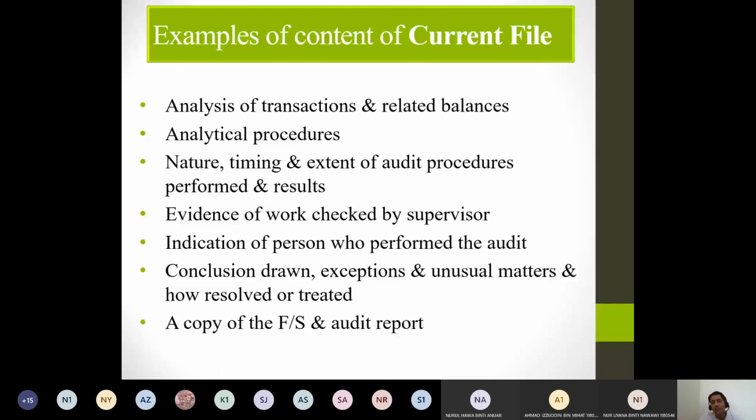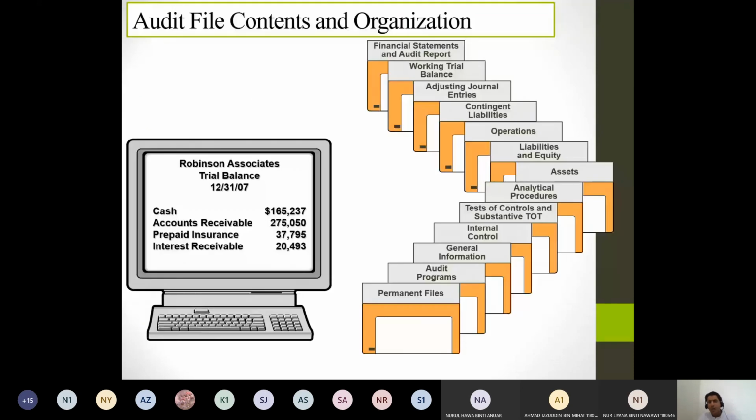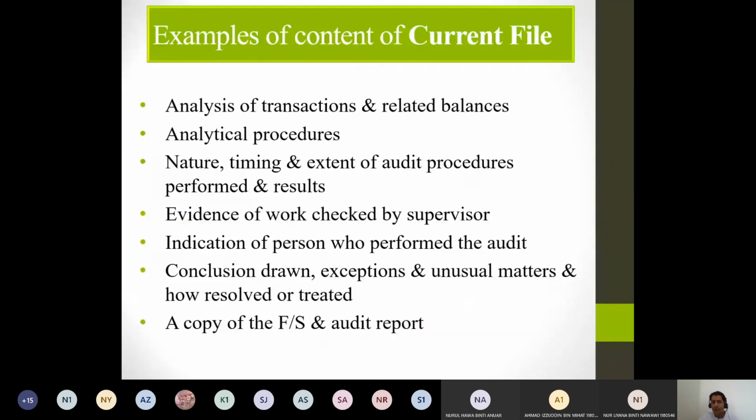And finally, the copy of the financial statements and audit report at the end of the auditing process. Bear in mind that we will also have other documents. This one is only examples.